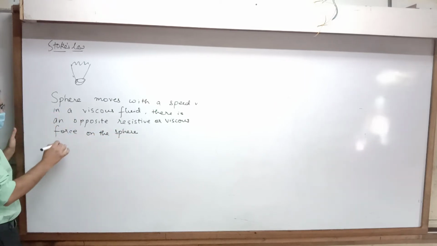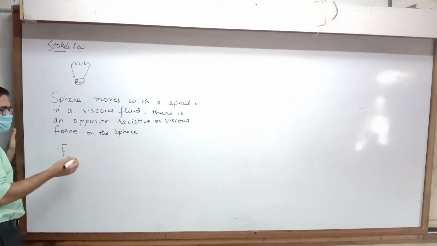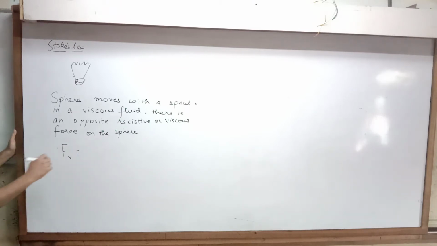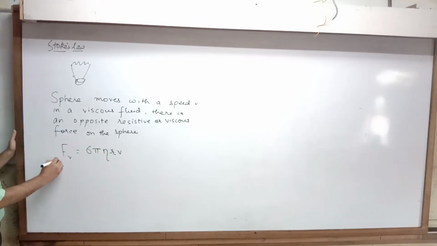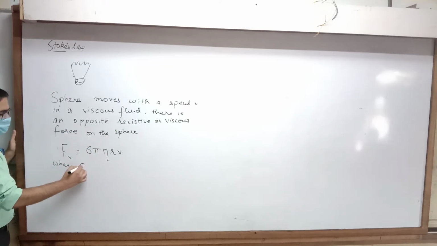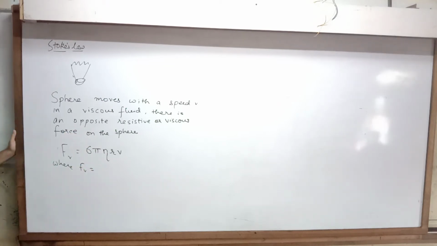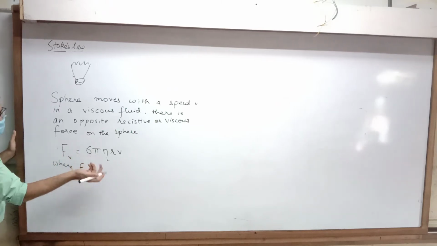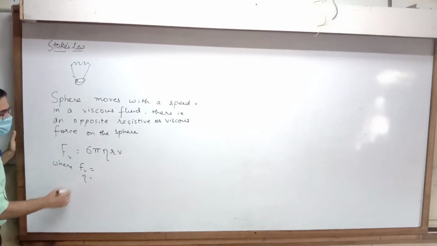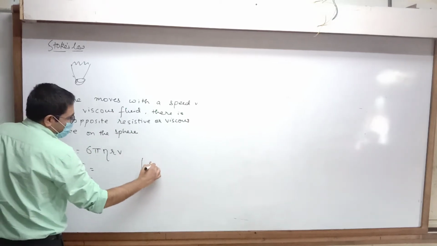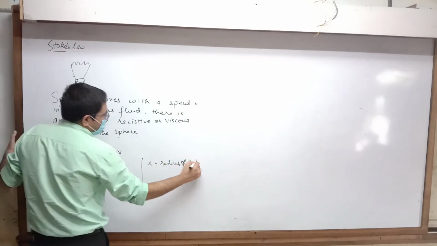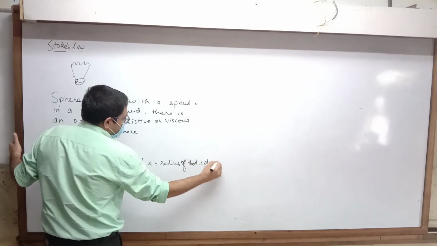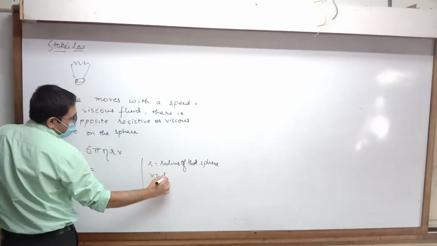And how much is that force? That is equal to Fv or Fr, the resistive force of the fluid. Fv is equal to 6 pi eta R v, where Fv is the resistive force or the viscous force, 6 and pi are the numbers, eta is the coefficient of viscosity, R is the radius of the sphere, and v is the speed of the sphere.